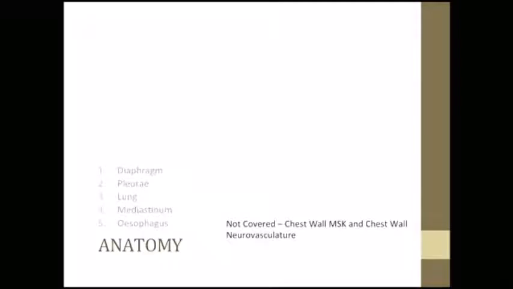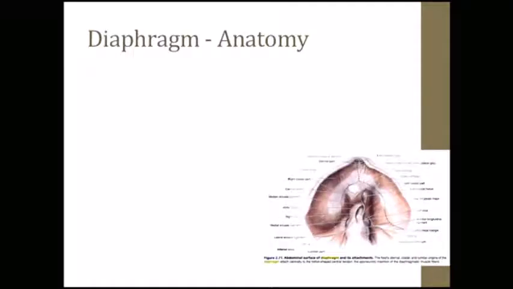So to start proper, we'll be going through anatomy. So you'll be covering diaphragm, pleura, lung, mediastinum, and the esophagus. I will not be covering the chest wall or the MS or the neurovasculature of the chest wall. Okay, so we start off with the diaphragm. So just certain things that you need to get your head around. You have three parts to your diaphragm, it's your sternal, costal, and lumbar. You have two crura of your diaphragm, the left and right, vasculature, your superior and inferior phrenic arteries.